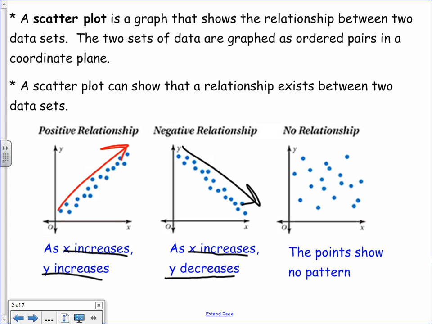Now, when there's no relationship, you can see that there are points literally scattered all over. And the points don't show any type of pattern at all. Now, if there's a couple points that might be somewhere off to the side, that's okay. Those would be known as outliers, and we would still consider the relationship positive or negative if generally pretty much all of the points are in that general pattern.